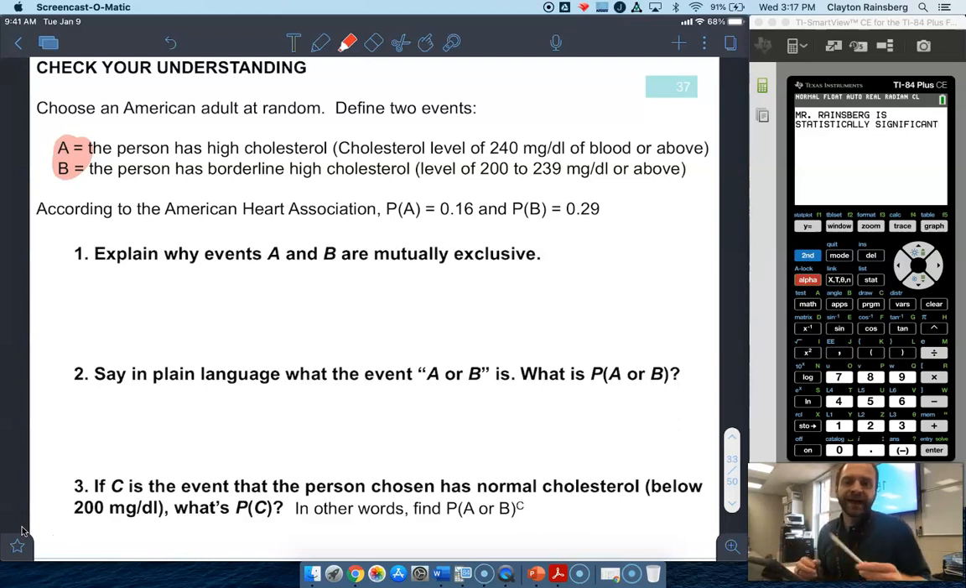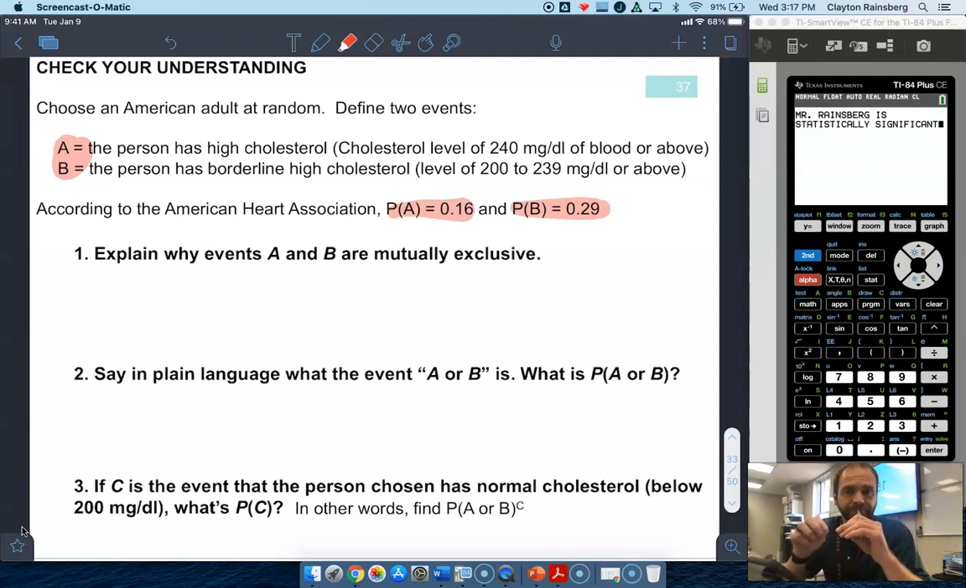If the probability of event A, so now that they defined it, they get to use it. So the probability of someone having 240 or above is 0.16. Someone having cholesterol of 200 to 239 is 0.29. Are these events mutually exclusive?